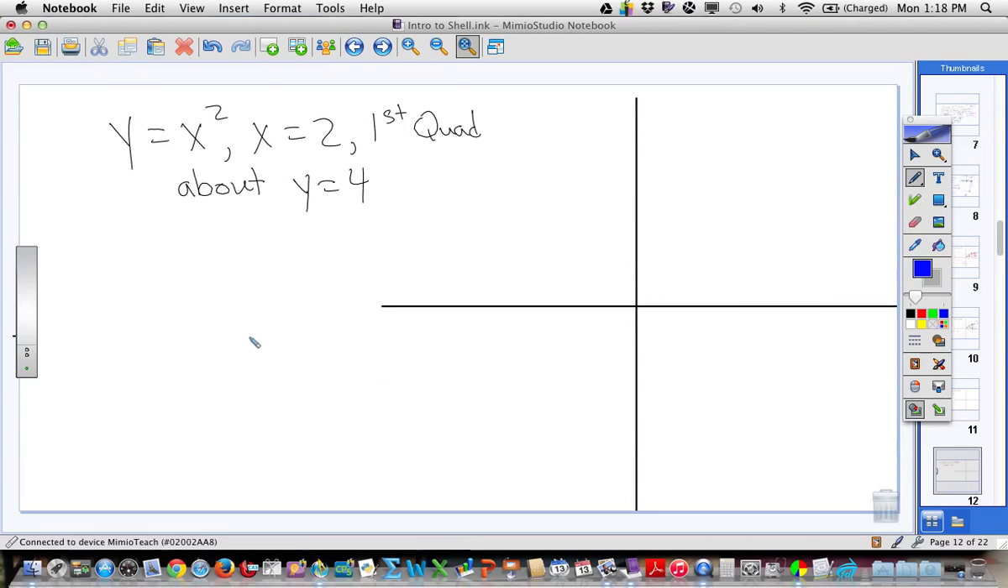All right, let's do this one. Do this one with shell. I'm going to go ahead and do it with the other method, the disc washer, our older method, and then we'll just compare our answers. So everybody try this one. So again, you got the region, and it's revolved about the line y equals 4.